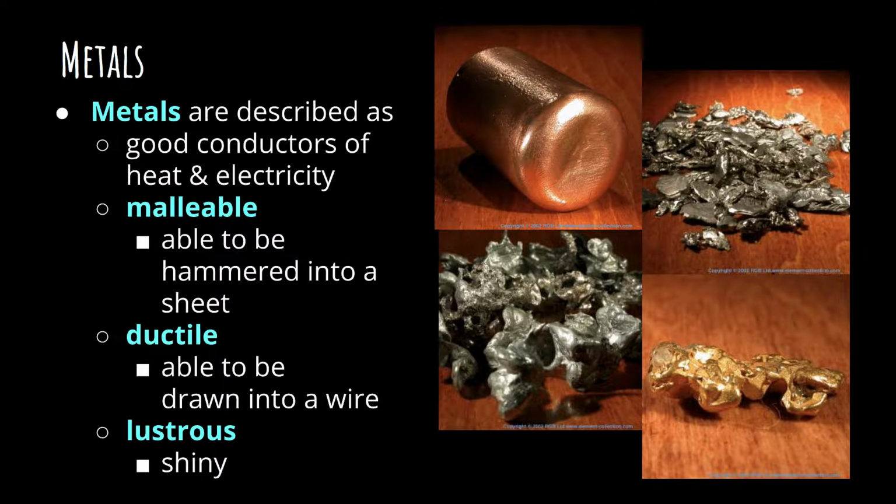From the lab, you know that metals have some shared properties. So metals are good conductors of heat and electricity. We describe metals as malleable. That means you can hammer them into a sheet and change their form without them breaking apart. Metals are considered ductile. Those are able to be drawn into a wire. So if you think about something like copper, you've probably seen copper wire before. And they're lustrous, or they're shiny.